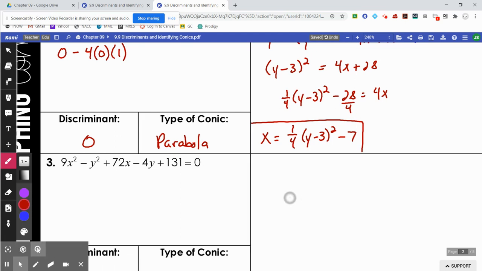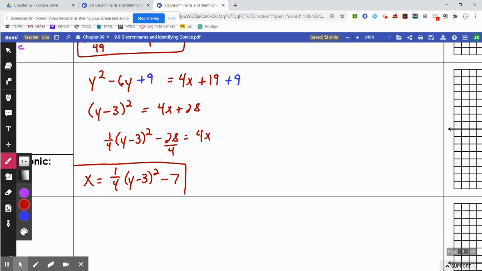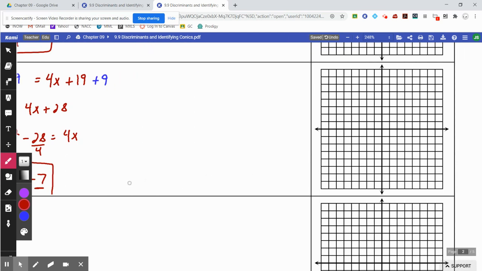So now let's try to graph it. First thing we need to identify is our vertex. This minus 7 right here, since it's an x equal, is going to move your graph left 7. This minus 3 on the y does backwards and moves it up 3. So left 7 and up 3. So there's my vertex at negative 7, positive 3.